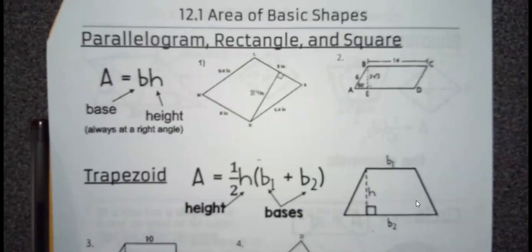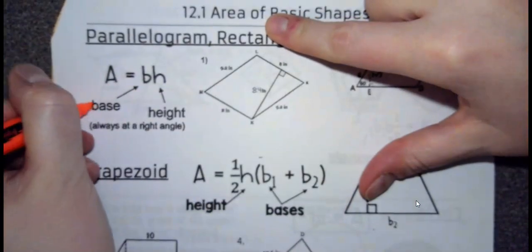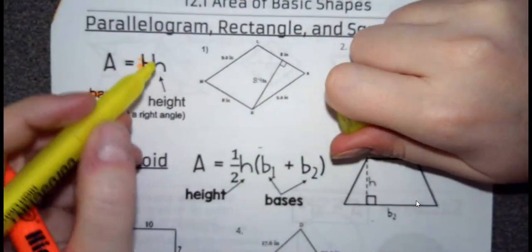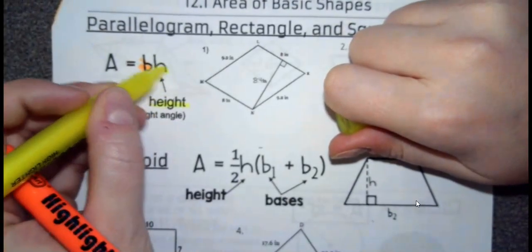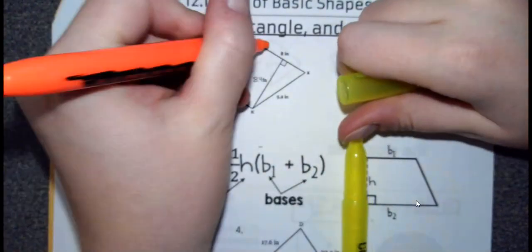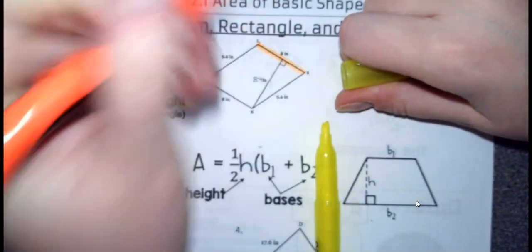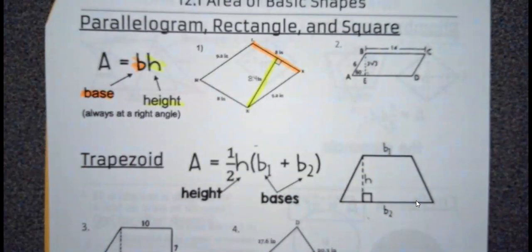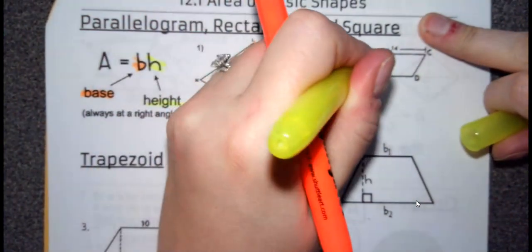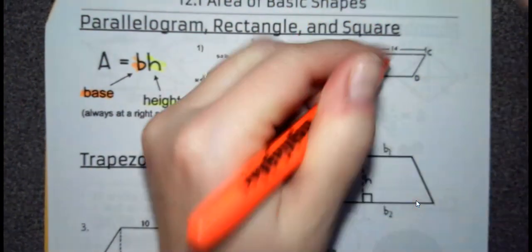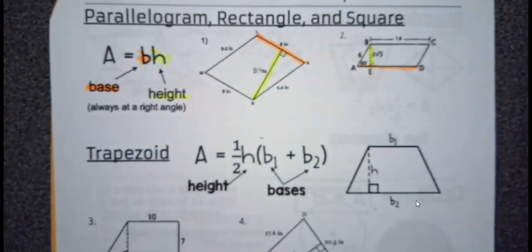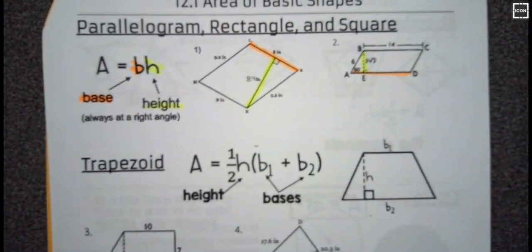Things that are important is that the base and the height are always at a right angle. So when you highlight the base and the height, they should always touch at a right angle. Height, base. They're always going to touch at a right angle.